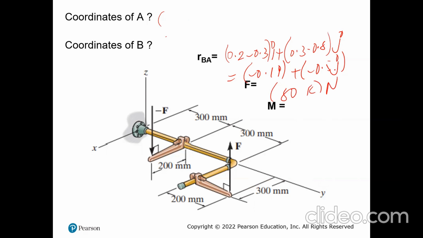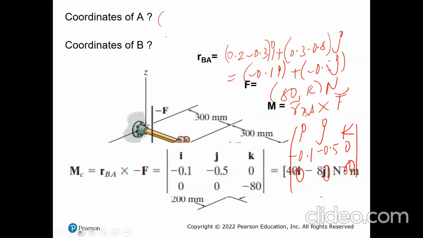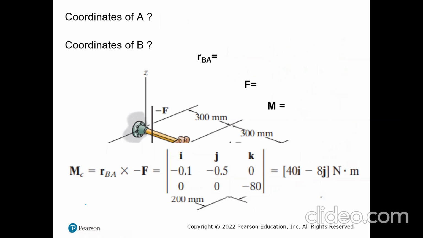So my moment is going to be RBA times my F. I'm still going to write the determinant matrix. So that's 0.1, negative 0.5 and 0, then 0, 0, and then negative 80. When I get the determinant of that, I'm going to get the same magnitude of the moment of the couple. So that's why we say it doesn't matter where you get the position vector, from A to B or B to A, it's still going to be the same.